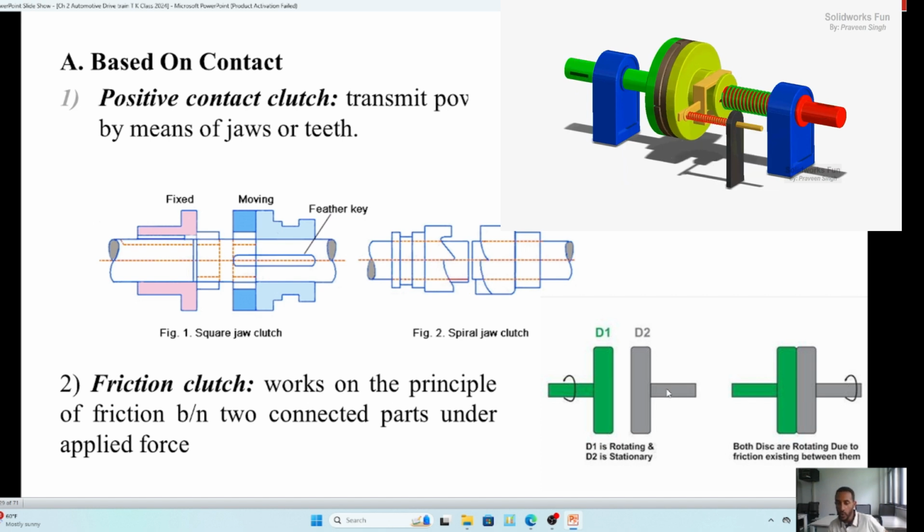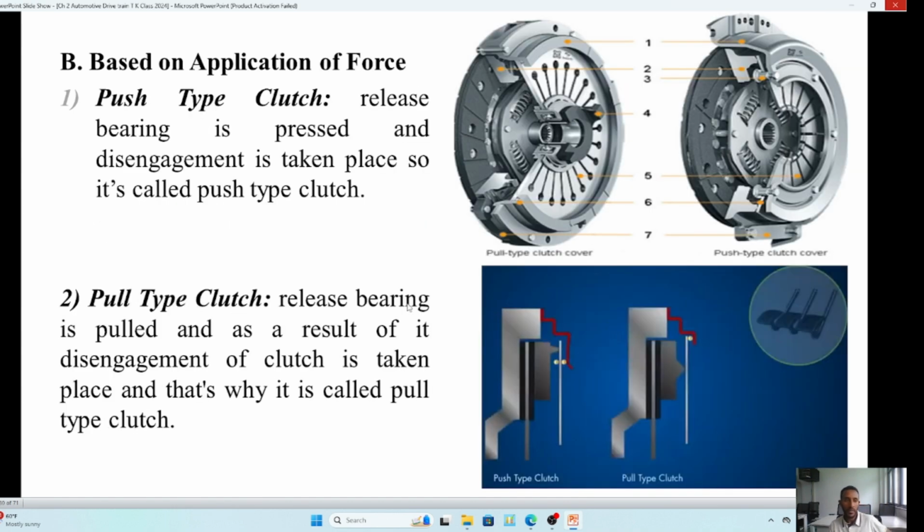When we separate them, the power will be intermittent, because the target of this clutch system is to transmit power intermittently, which means to engage and to disengage the power which comes from this part.